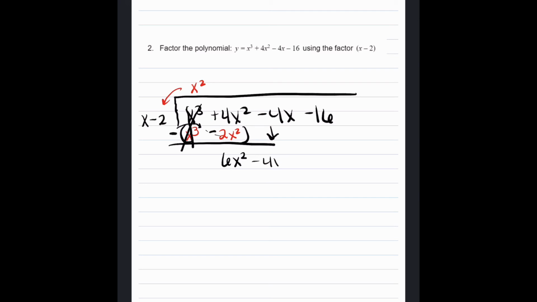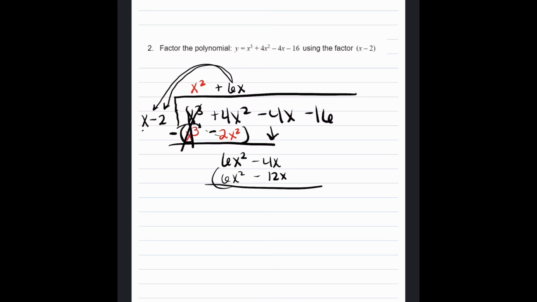Okay, and then once I do that, I'm going to go ahead and bring down my next term, which is negative 4x. Then I look back at the outside expression, and I say, what does x need to multiply by to become 6x squared? It needs to be multiplied by a positive 6x. So then I have 6x times x, which is 6x squared. Those match. 6x times negative 2 is negative 12x.